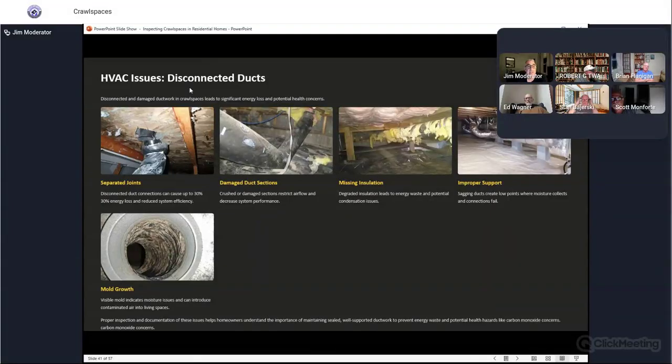HVAC issues, we've talked about disconnected ductwork. You can get mold growth. You want to check for damaged sections, missing insulation, and improper support. Sagging ducts create low points where the moisture will collect.